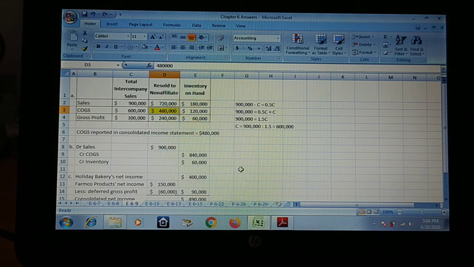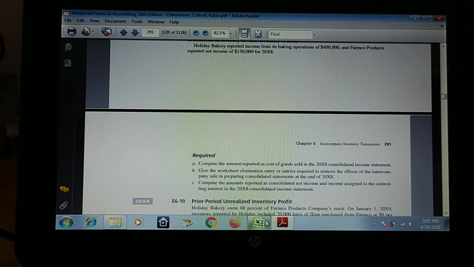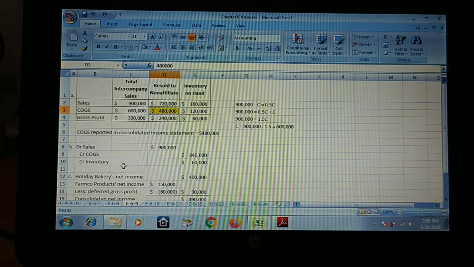Remember, if you want to find the COGS that needs to be recorded in the consolidated income statement, it is the center cell. And then B, we are asked to do the elimination entry. It's simple: debit sales, credit COGS, credit inventory. For the sales, it's always from the first cell. For COGS, it will be the sum of 720 plus 120, which becomes 840. And for the inventory, it will be the deferred gross profit of 60,000.